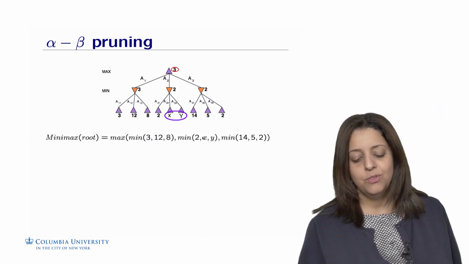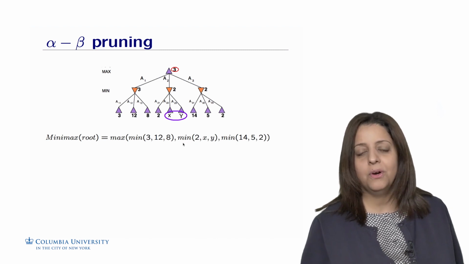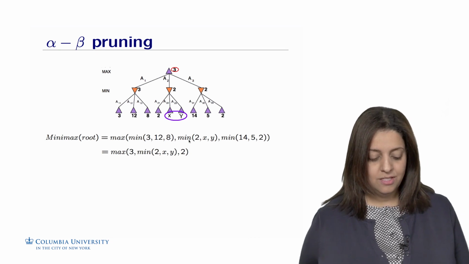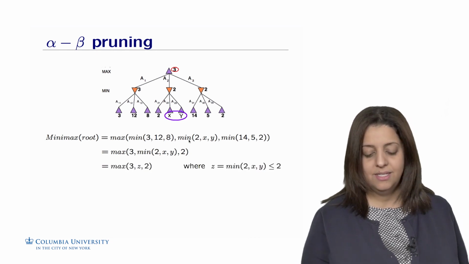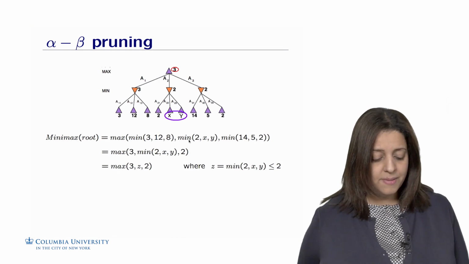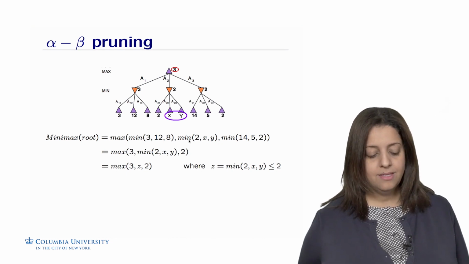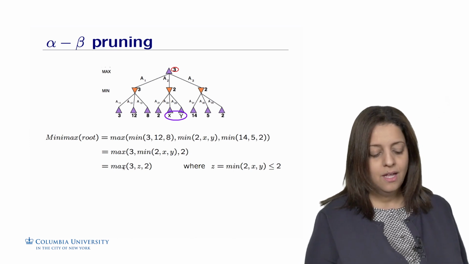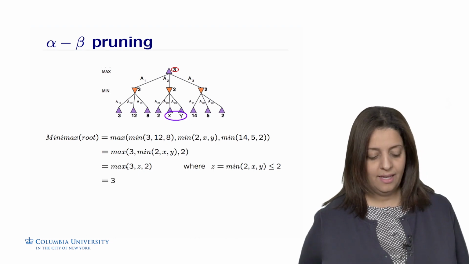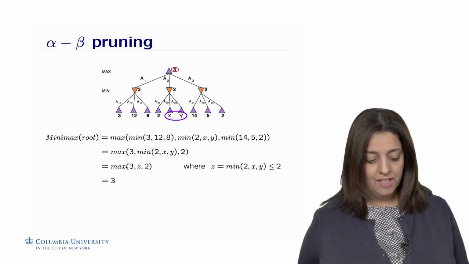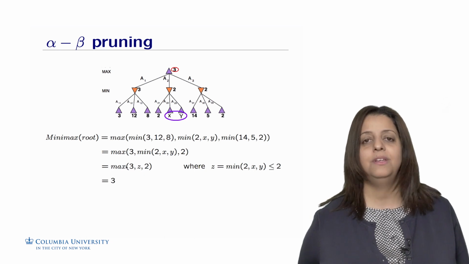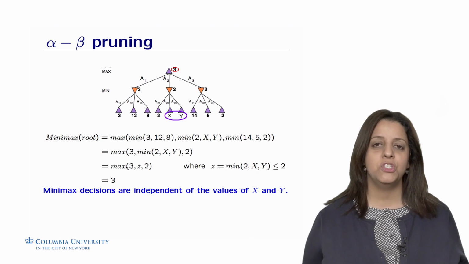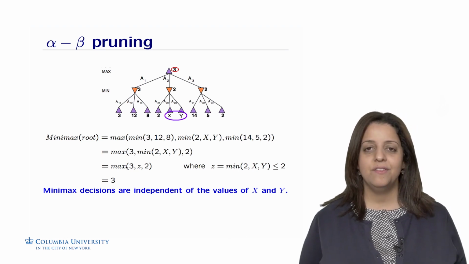So the minimum of 2, x, y, depending on x and y, is going to be 2 or less if x and y are less than 2. So this will bring us to replace the value of minimum of 2, x, y by z, where z is less than or equal to 2. This means that, given that we are calculating the maximum and that z is less than or equal to 2, we won't even need to know what z is because we already have 3, which is the maximum in this case. So the maximum is 3, and we didn't even need to look at x and y to decide that 3 is the maximum. So minimax decisions are independent of the values of x and y, which means that we can just not explore them and get rid of them by pruning.